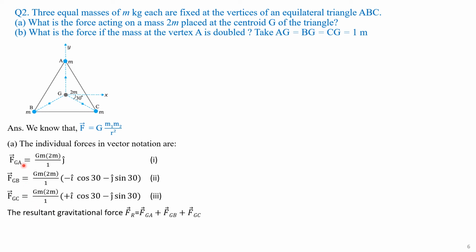Therefore, we have to add FGA, FGB and FGC to get the resultant force FR. Therefore, FR = FGA + FGB + FGC. Adding 1, 2 and 3, the cos 30 terms and the sin 30 terms get cancelled, and the J components also get cancelled. So, we get FR = 0.